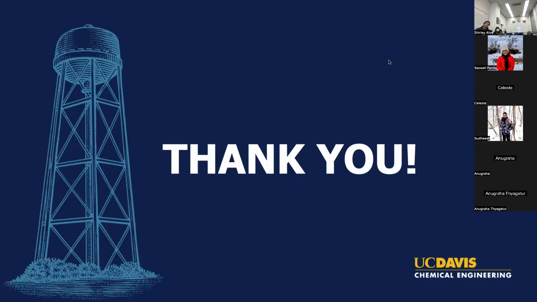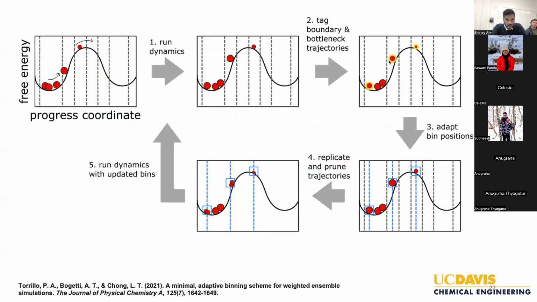I have a question. While assigning the bins or the probabilities for the configurations, you start with the initial structure, right? Which has some energy, which has some Boltzmann distribution.